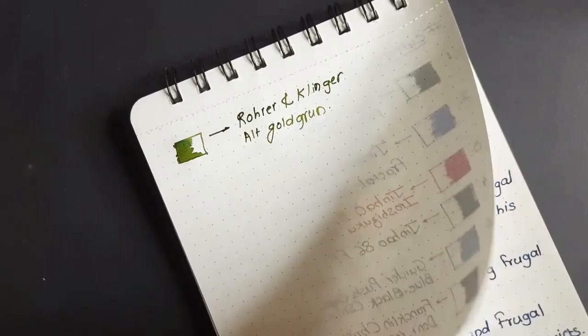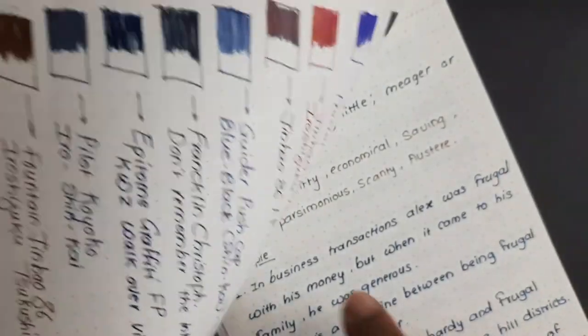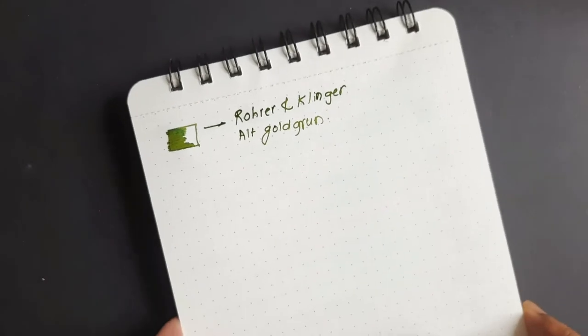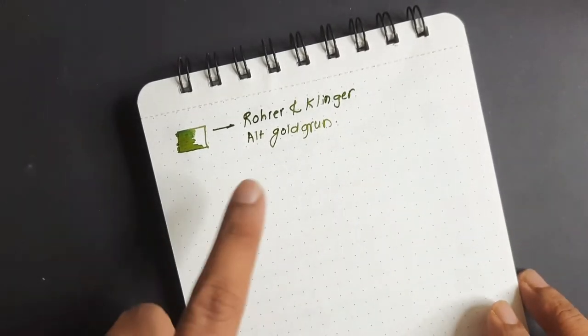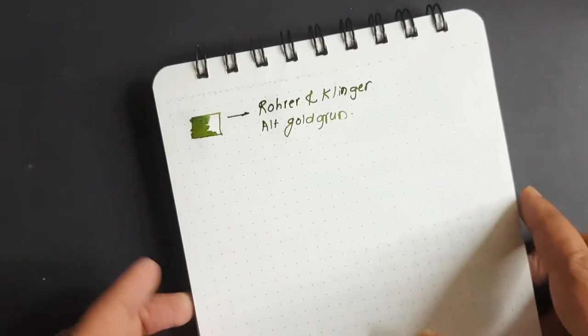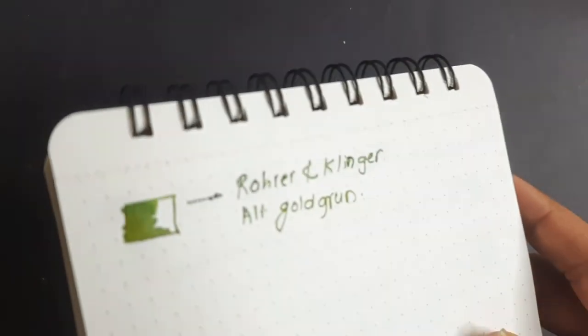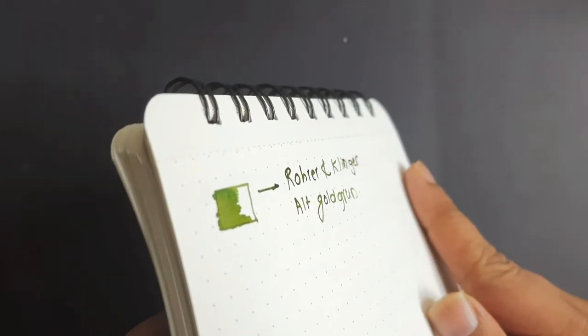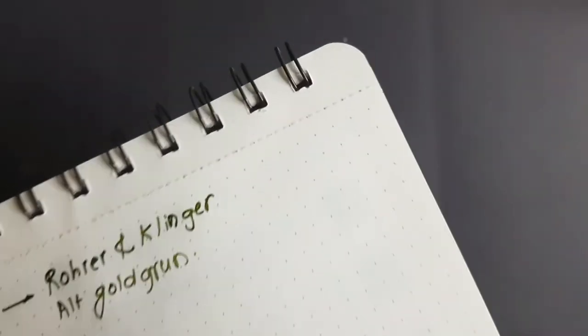Now let's check. I've already tried some other inks as well. That will come back to again at the end of this video. So this is Ye. There's no sheen, in general this ink doesn't have any sheen. Now let's try on this side.